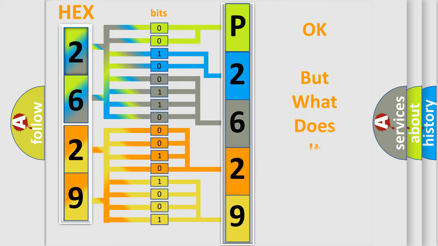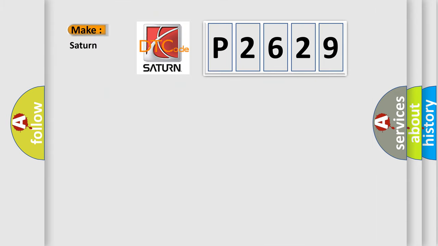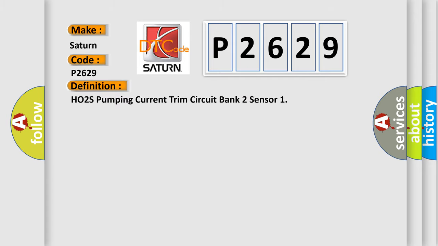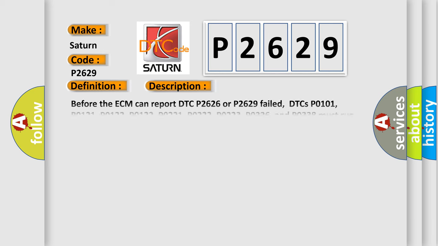The number itself does not make sense to us if we cannot assign information to what it actually expresses. So, what does the Diagnostic Trouble Code P2629 interpret specifically for Saturn? The basic definition is: HO2S pumping current trim circuit bank 2 sensor. And now this is a short description of this DTC code.